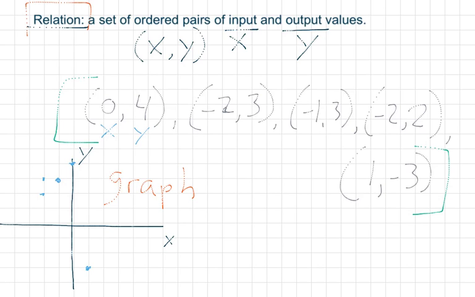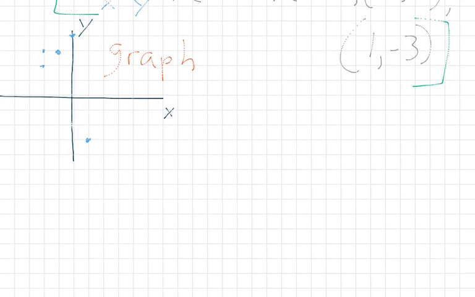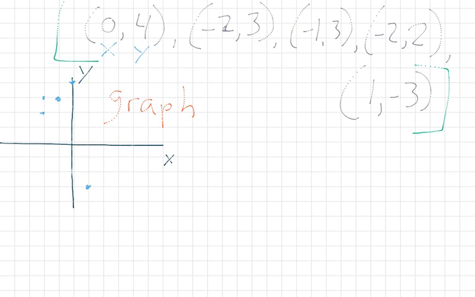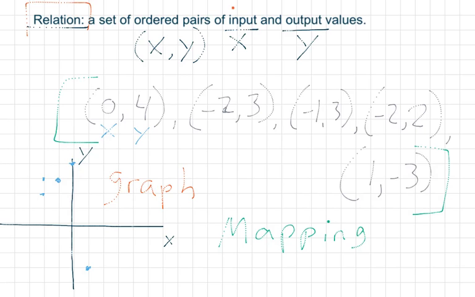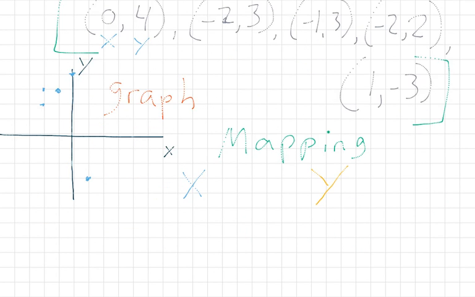I also have one more way to show this. So I'm going to leave those points right there. I can also do what's called a mapping diagram. So mapping, it basically just shows a map from x to y. Because again, I really want to emphasize, and please do your notes, that x is the input and y is the output. So you plug in x first, then you get back your y. So I just set up the mapping diagram. I have a column for x right here, and a column for y right here.